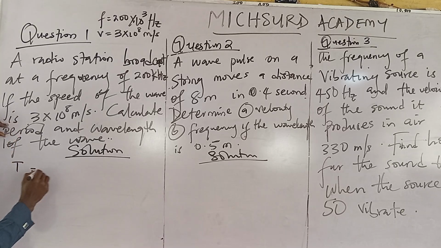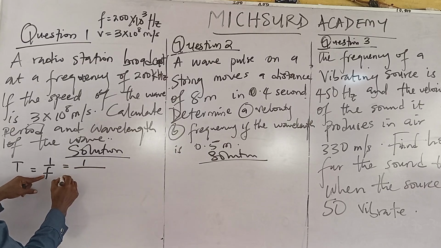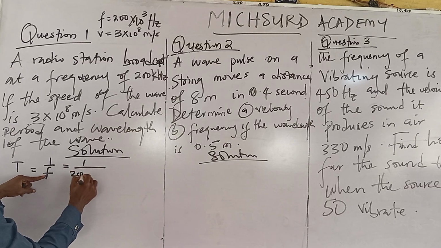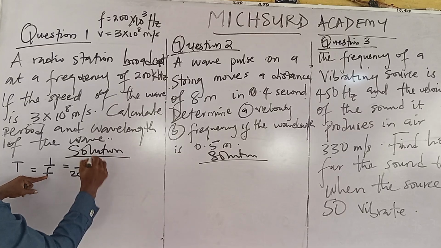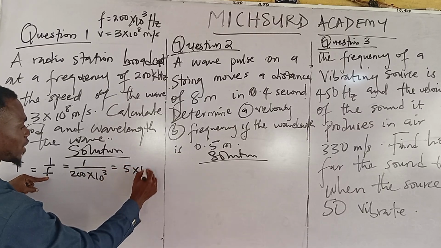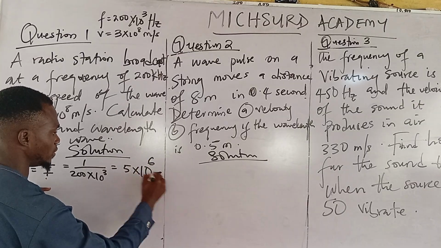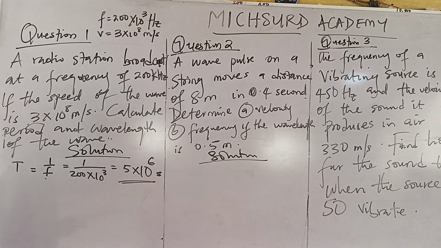The period is equal to 1 all over the frequency. So if I substitute, the frequency here is 200 times 10 raised to power 3. If you make the right substitution, this will give you 5 times 10 raised to power minus 6 seconds. So that is our period.